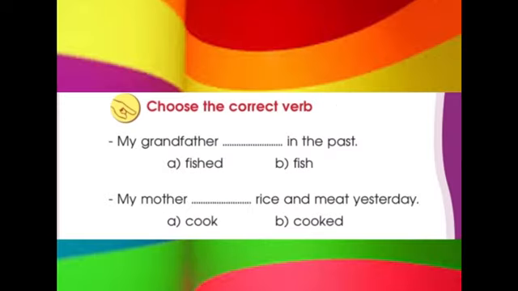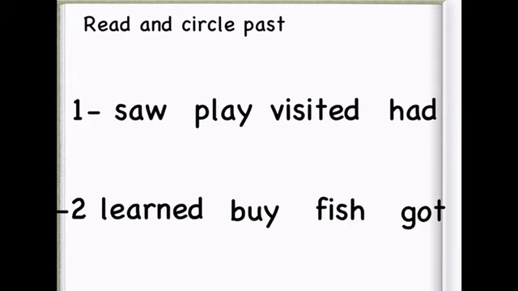Okay. Choose the correct verb. My grandfather in the past fished or fish? Of course, in the past, it is fished. My mother cooked rice and meat yesterday. My mother cooked, of course, because yesterday is here, so we have to choose the past form.